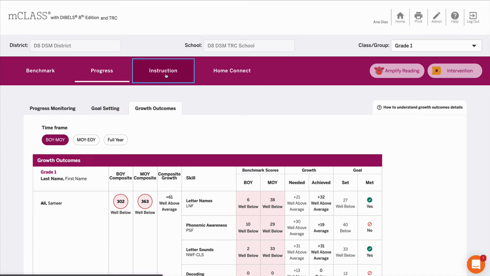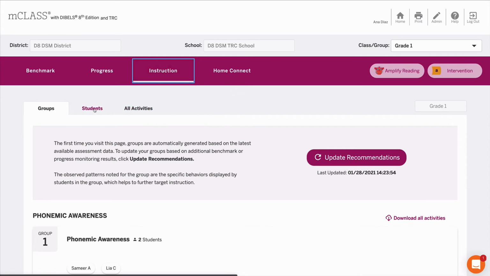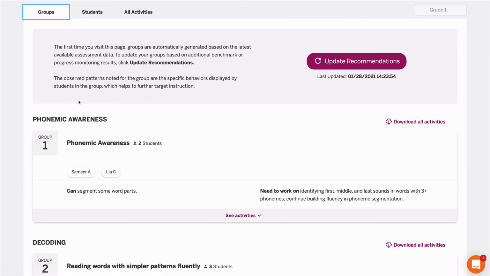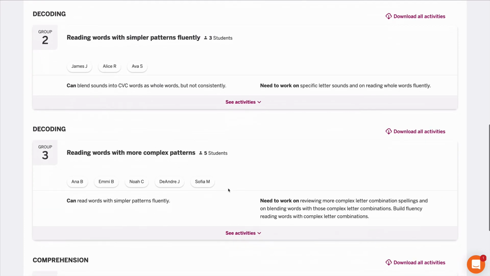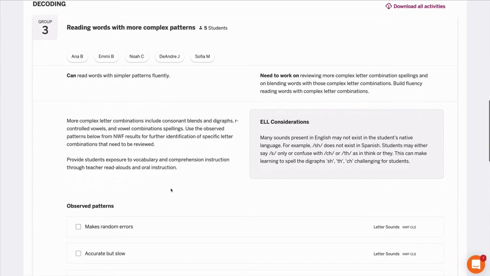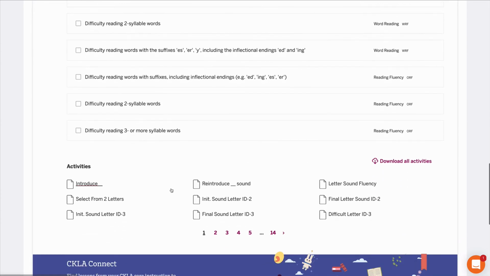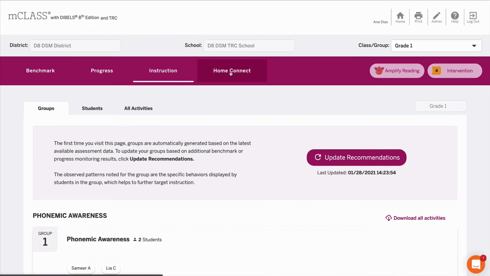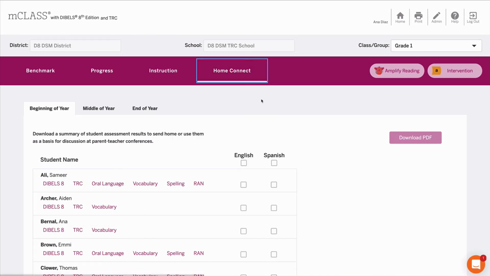Of course, we also want to be looking really carefully at individual students' instruction and the targeted instructional groups and the lessons that are available for each group, again, as we've seen in different videos. Last but not least, in our tour of the classroom reports are the Home Connect letters for parents. At the beginning, middle, and end of year for each child, in English and Spanish, they are downloadable as PDFs that could be used in parent-teacher conferences or sent home to students.